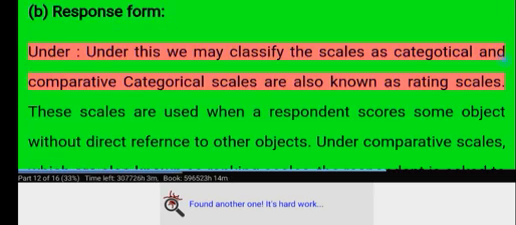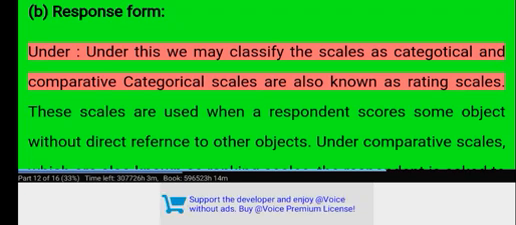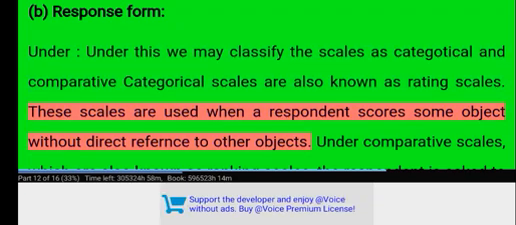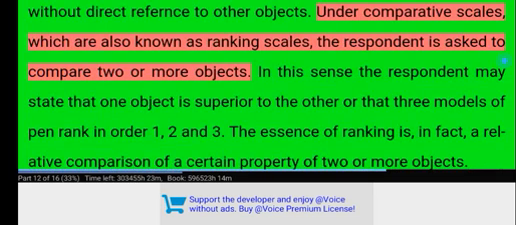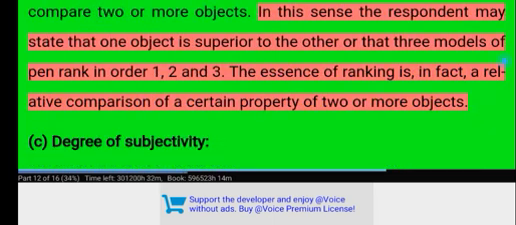B. Response form. Under this we may classify the scales as categorical and comparative. Categorical scales are also known as rating scales. These scales are used when a respondent scores some object without direct reference to other objects. Under comparative scales, which are also known as ranking scales, the respondent is asked to compare two or more objects. In this sense, the respondent states that one object is superior to the other, or that three models of pen rank in order 1, 2, and 3. The essence of ranking is, in fact, a relative comparison of a certain property of two or more objects.